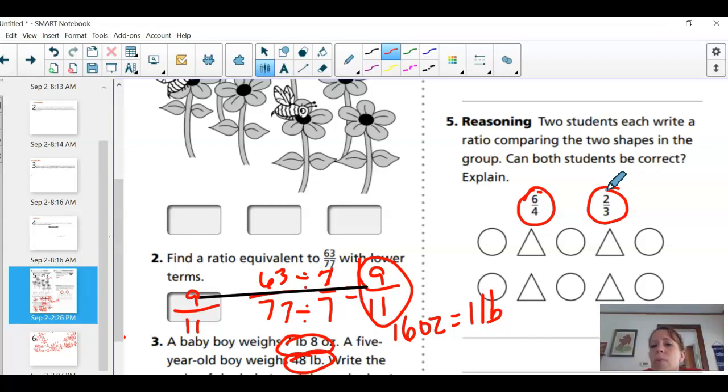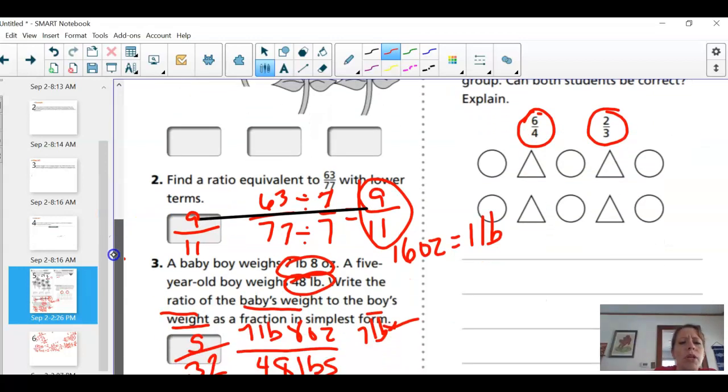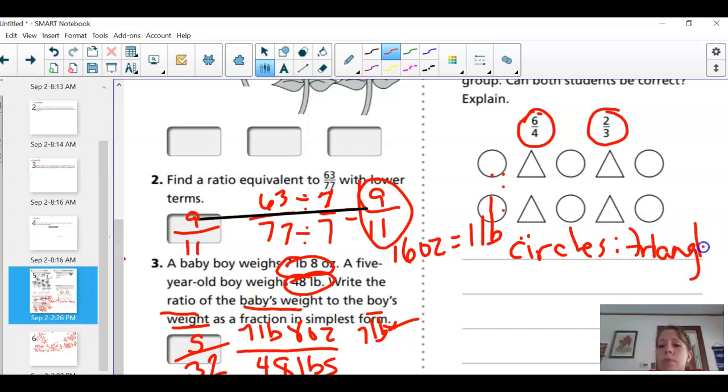Well, if they were comparing the two shapes in the group, we're looking first to see how maybe they came up with the 6 to 4. So when I look here, we can see that this student did circles to triangles. Sorry, my handwriting with this thing is not the best. 2/3. So think about how maybe they got that. 2/3. Well, I can see right away that maybe they reduced.